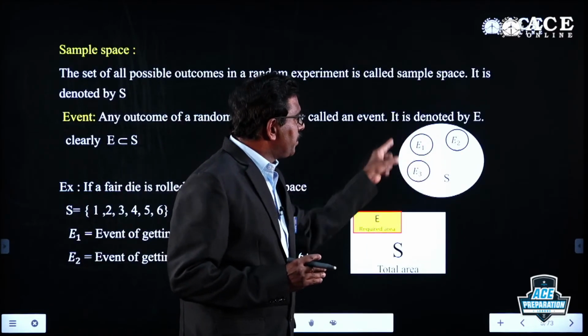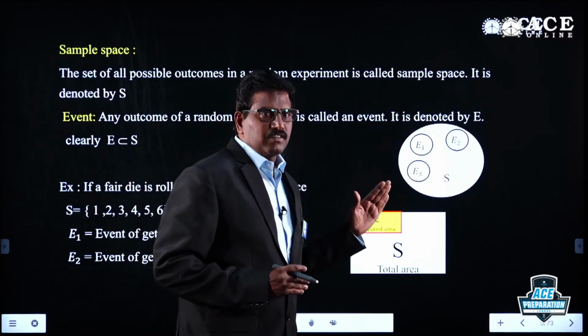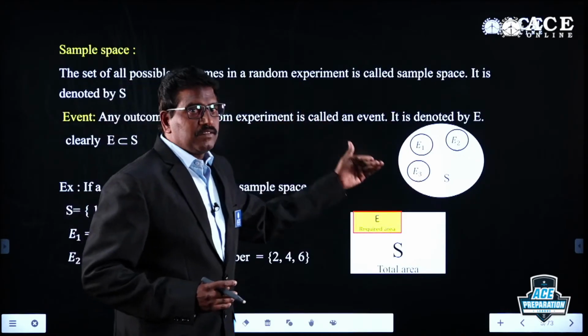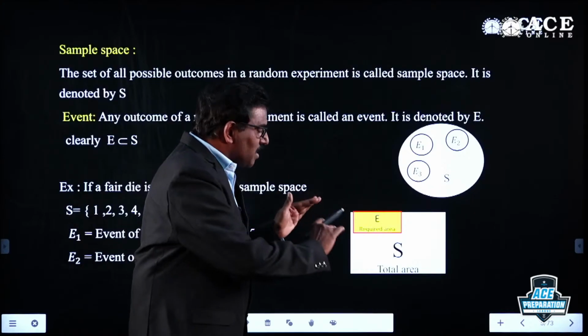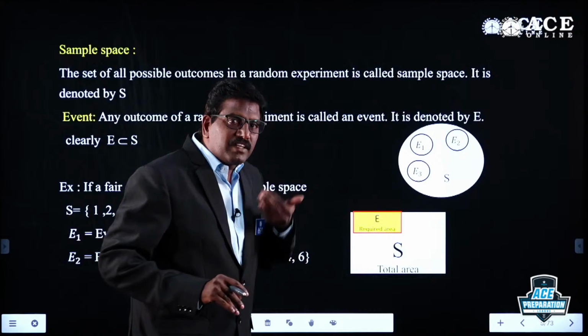Suppose you see here, the sample space is like a universal set. Every event is a subset of the universal set. Sometimes we can also represent it area-wise. The sample space is nothing but the total area, and the event is nothing but the required area.